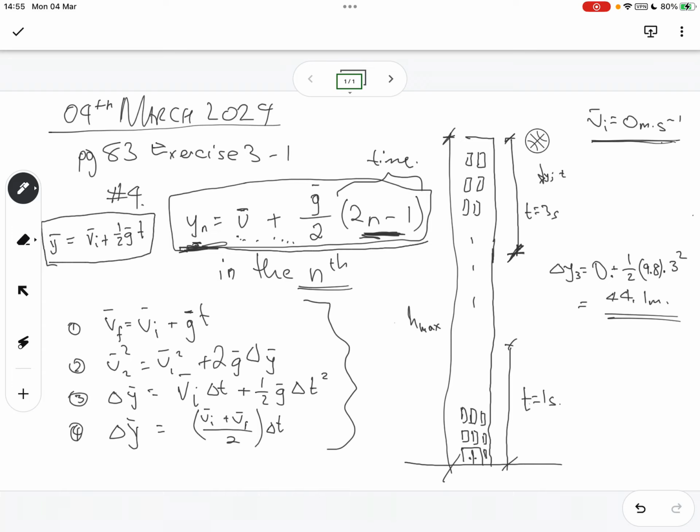Where can we get this formula? Where is this formula written? So, there are 2n. 2n minus 1, a half gt. Yeah, 2n minus 1, yes.